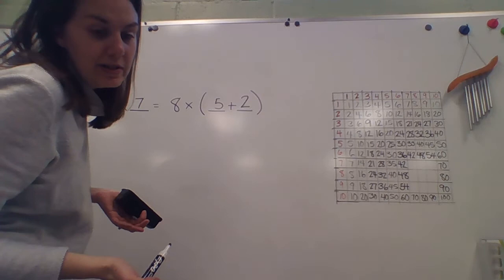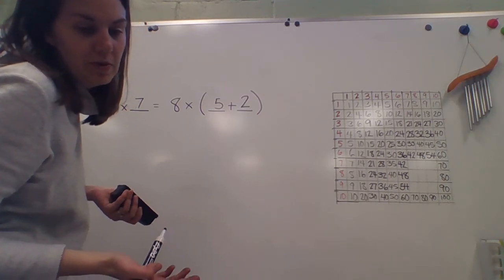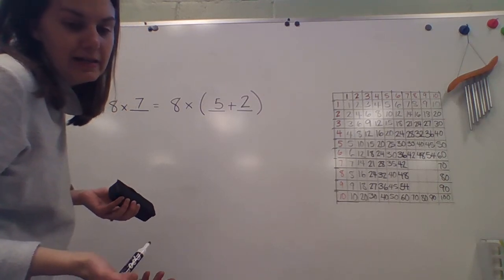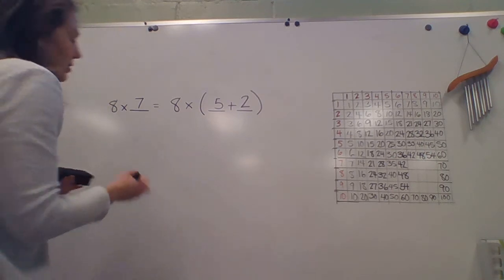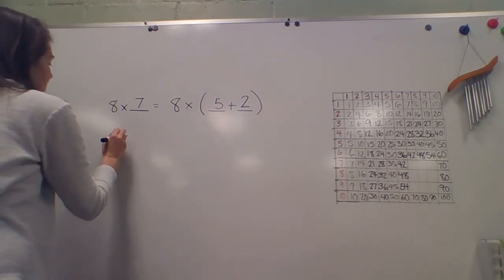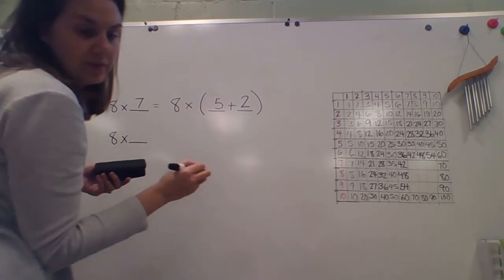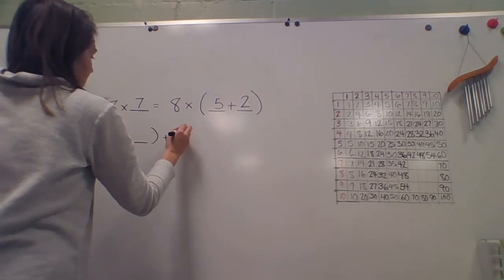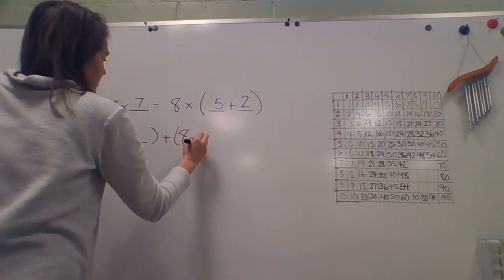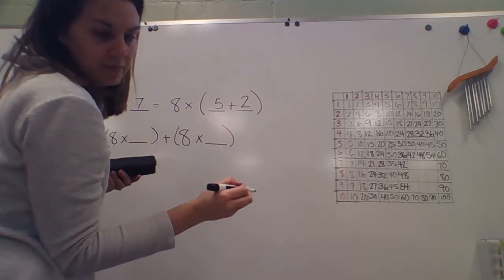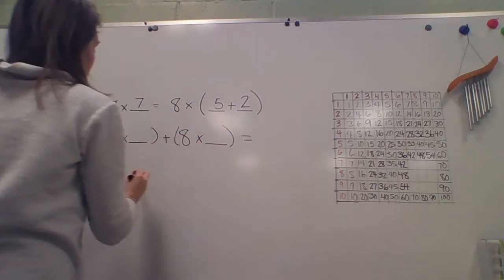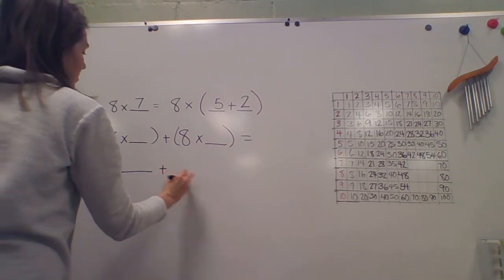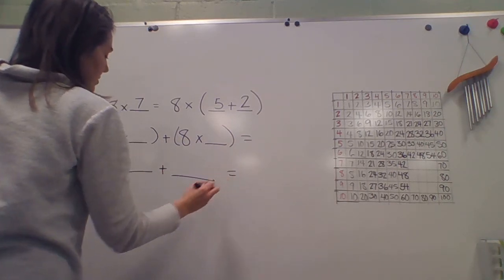Now, for step 4, it says complete the equation shown to show the products being added to find the total number of crackers. So first they have 8 times blank plus 8 times blank equals blank plus blank equals blank.